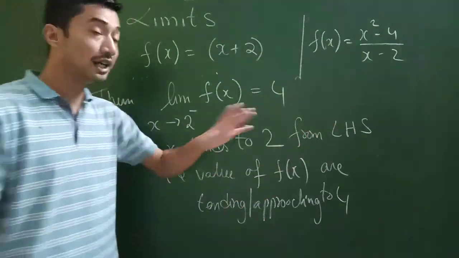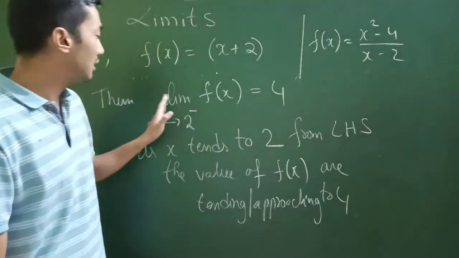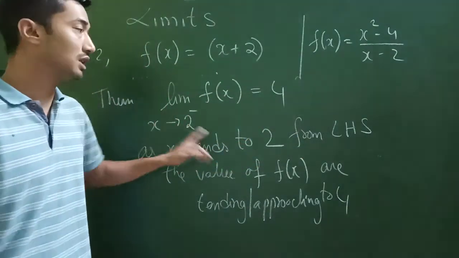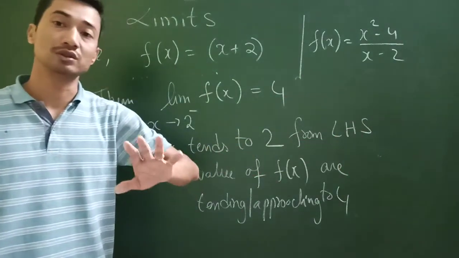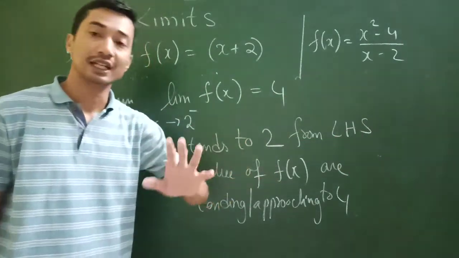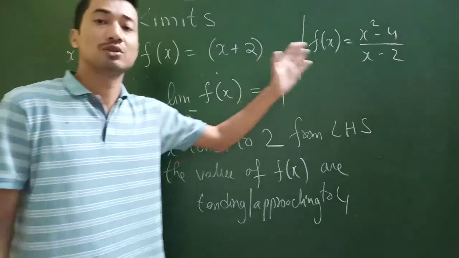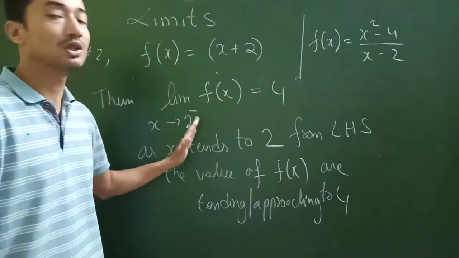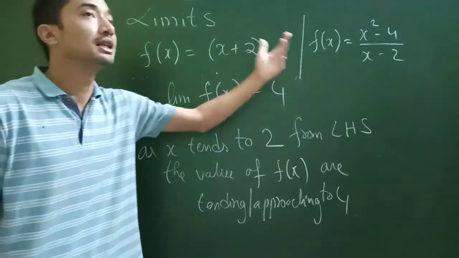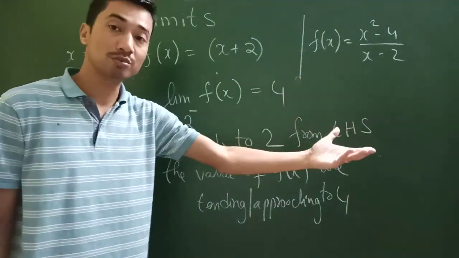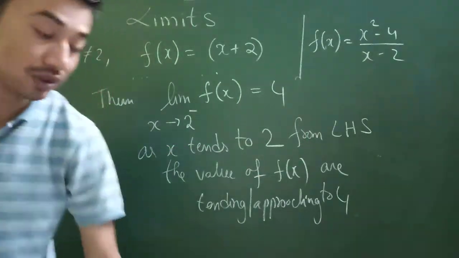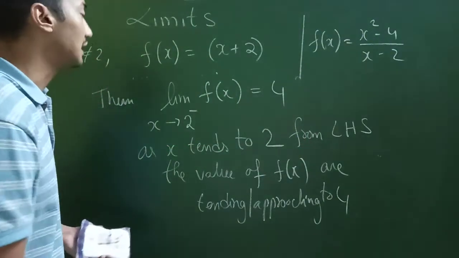Again I repeat, it's not like the limiting value of the function as we approach 2 from the left hand side will be equal to 4. No, it's not like that. It will tend towards 4 as we approach 2 from the left hand side. The output will approach towards 4. So this is very important. When we go to differentiation, we will be discussing that again.